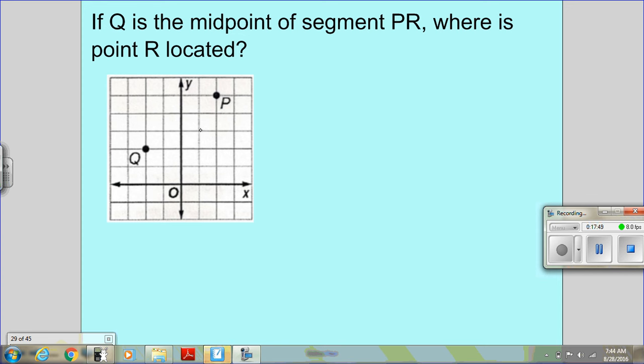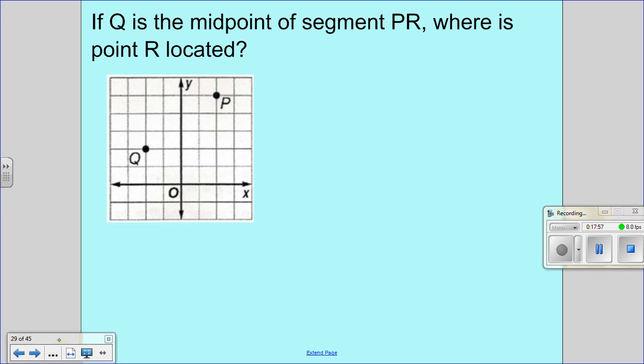On this one, it says Q is the midpoint of segment PR. And you might notice on the graph, we don't see point R. So again, we're going to have some segment PR. Sorry, I meant to do it in reverse, but it doesn't really matter, where Q is in the middle.